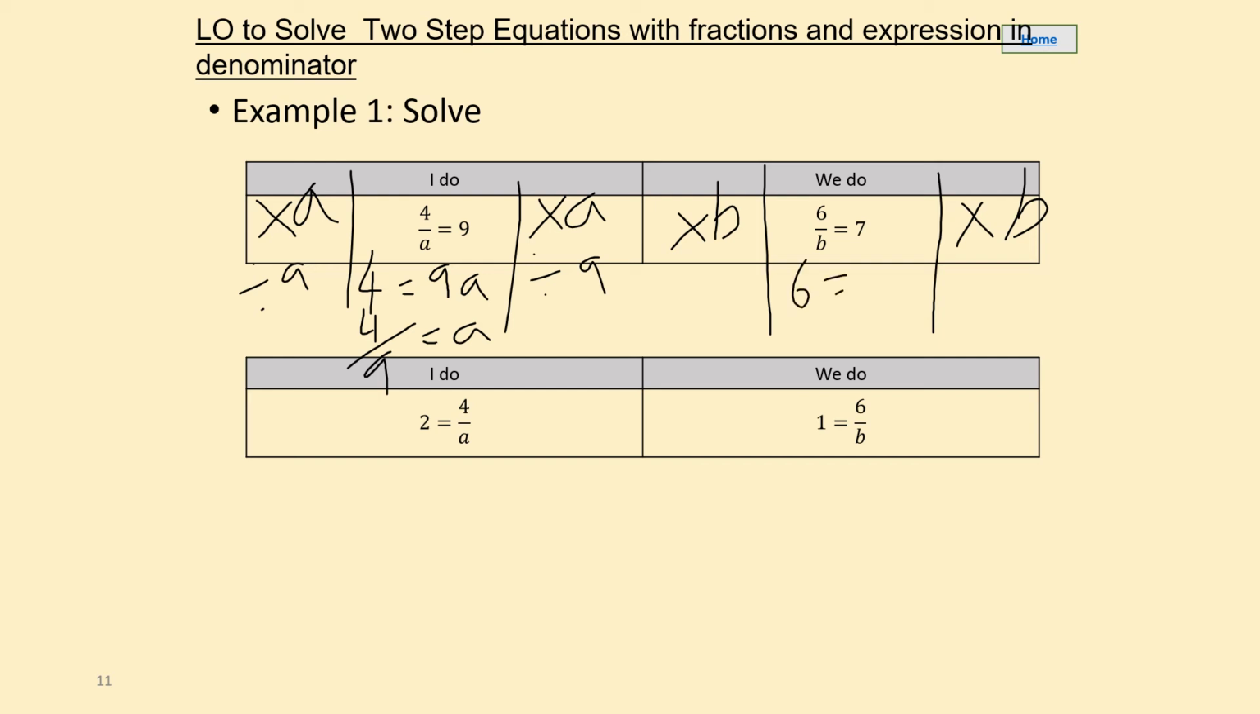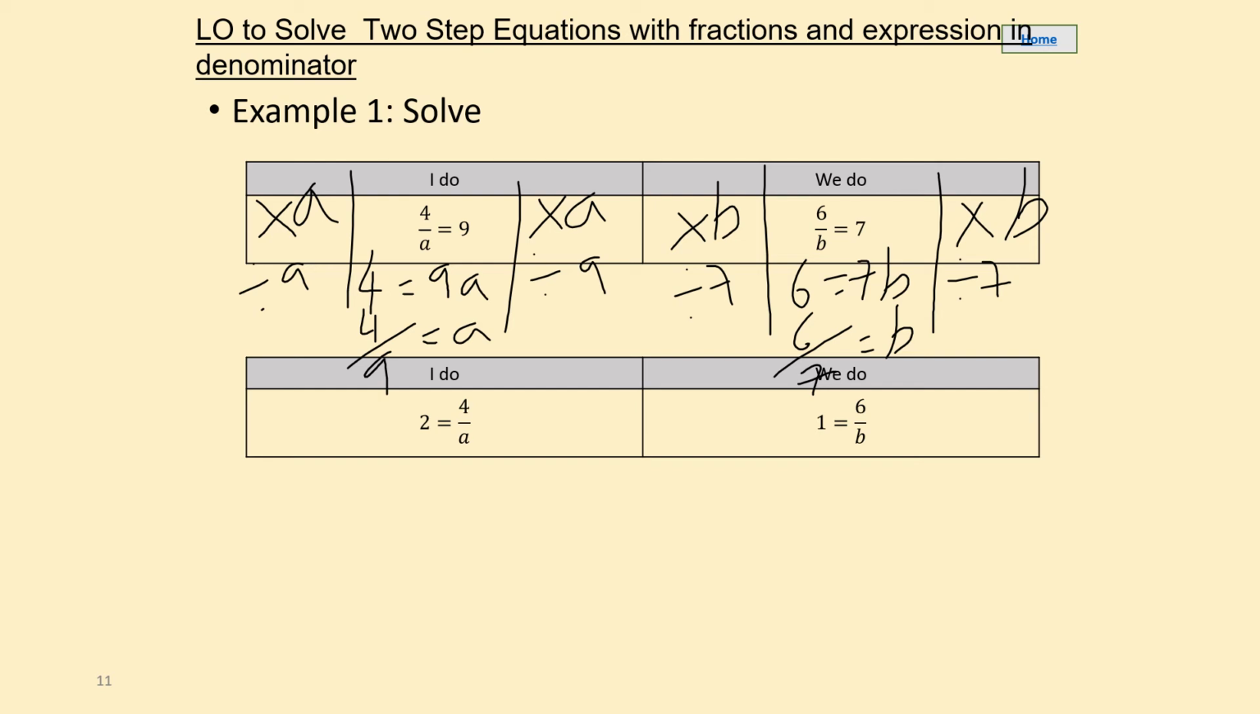So 6 equals 7B. I don't want 7B, I just want B. So I'm going to divide both sides by 7. So 6 over 7 equals B.